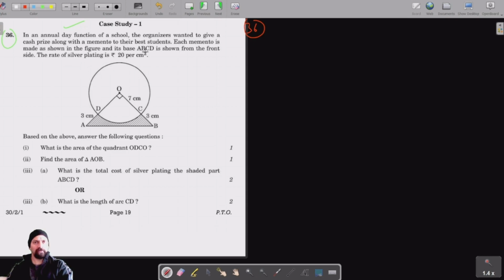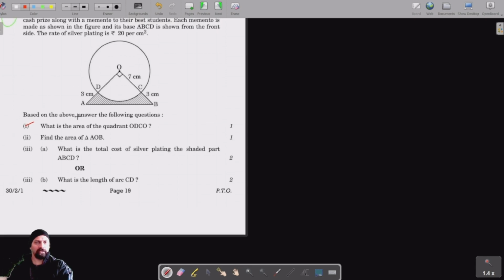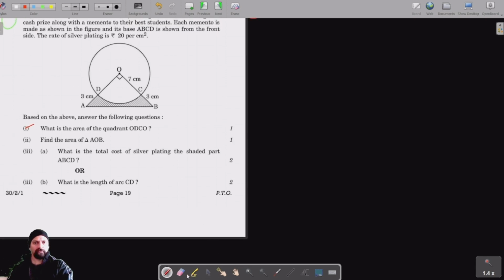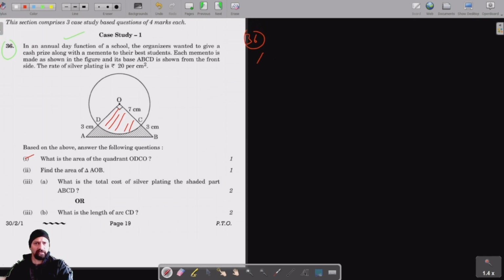So each memento is made from the base, which is shown in front. This is the front side, and the rate of silver plating is rupees 20 per centimeter square. We have to answer the following questions. First one: what is the area of the quadrant ODCO? Quadrant ODCO is this one, and it has angle 90 degrees, so this is in the form of a sector.